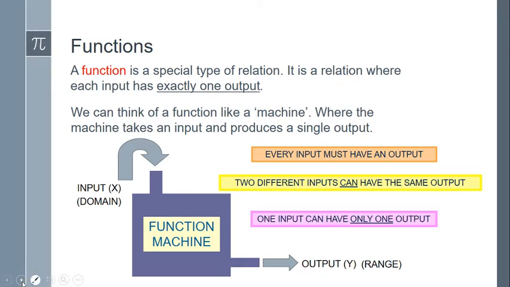And then finally, last, one input can have only one output. So you can't put in something as an input into this function machine and then the output spits out 2 or 3 or 4 different things. That's not allowed. For example, if I put in students with brown hair as my input, then my output would be several different students, because lots of my students might have brown hair. That would not be a function, but it still would be a relation. So in short, one input, one output makes it a function.